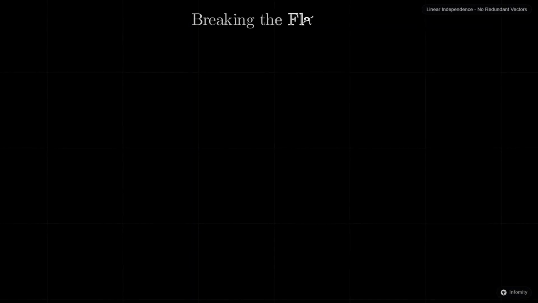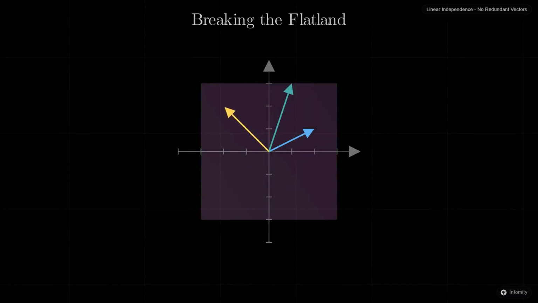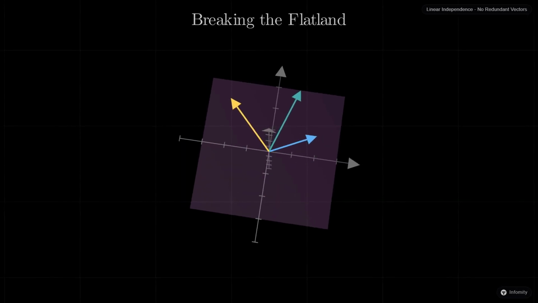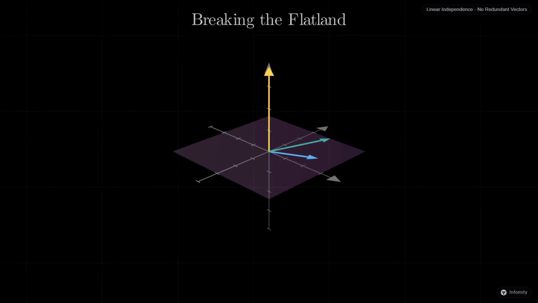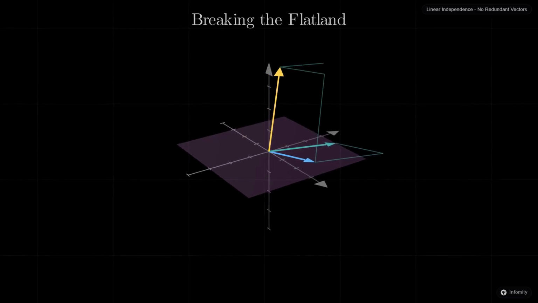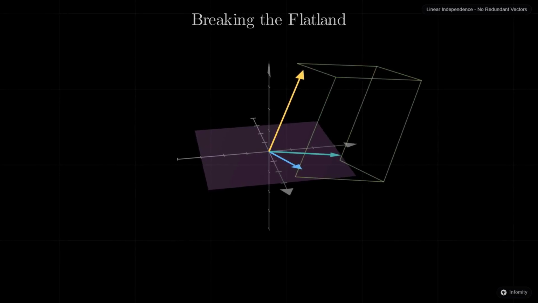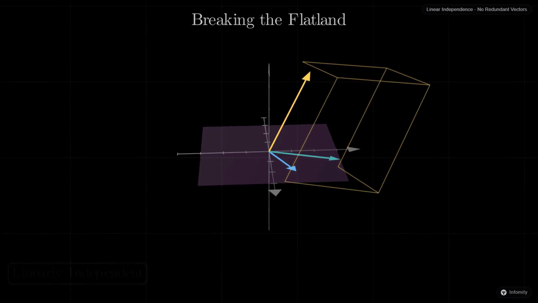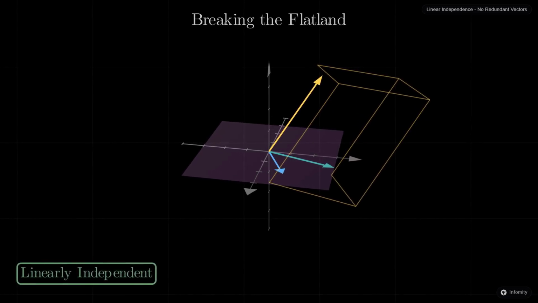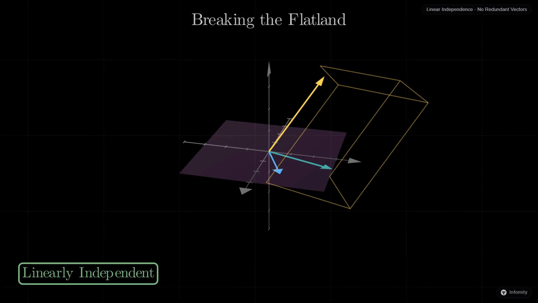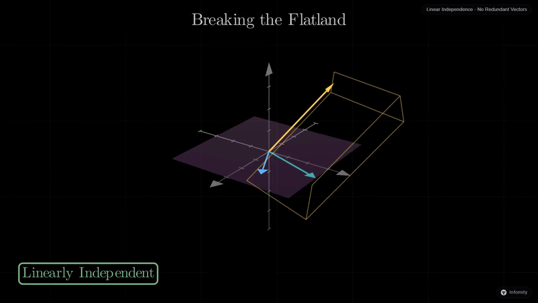To break free from this flat constraint, we must introduce a vector that points in a brand new direction. Watch as this third vector lifts off the flat plane and shoots upward into the third dimension. Now, our three vectors can span a full three-dimensional volume. But here's the part that changes how you think about dimensions. Because this new vector cannot be created by any combination of the first two, we say this set is linearly independent. We have successfully unlocked a brand new direction of travel.